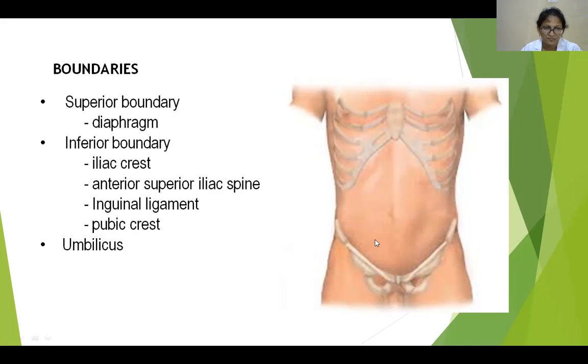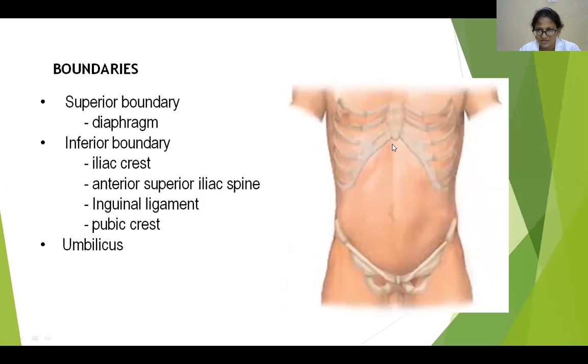Okay, these are the boundaries. Above, it is bounded by the diaphragm. Below, it is bounded by the iliac crest, anterior superior iliac spine, inguinal ligament, pubic tubercle, pubic crest, and pubic symphysis. Okay, these are the boundaries for the abdomen.